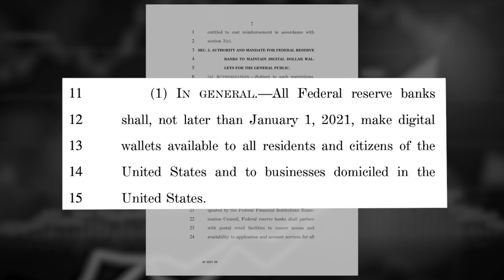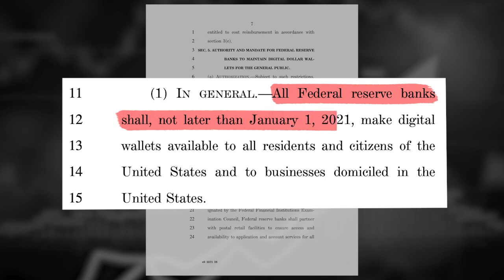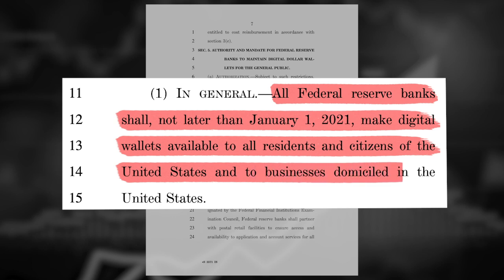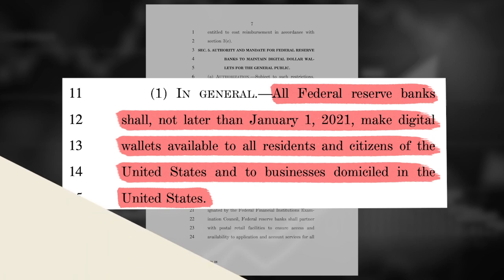Lastly, I want to point out that it says all Federal Reserve banks shall not later than January 1st, 2021, make digital wallets available to all residents and citizens of the United States, and, this is very important, to businesses domiciled in the United States. Now let's go to the whiteboard and let me explain all of this nonsense.